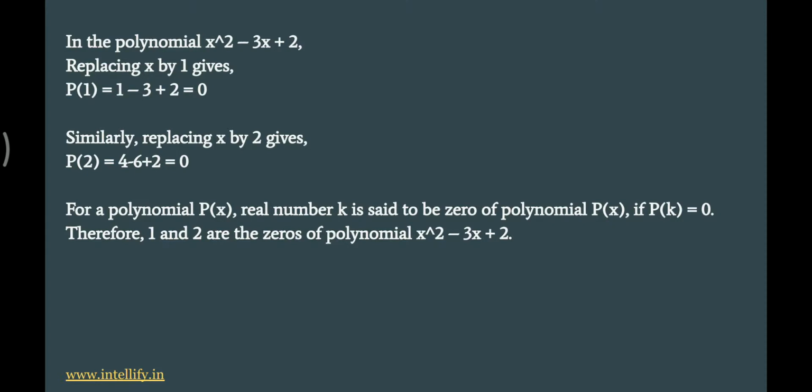For the polynomial p of x, a real number k is said to be a zero of the polynomial if p of k is 0. Therefore 1 and 2 are the zeros of the polynomial x square minus 3x plus 2. In this format we can find the zeros of any polynomial.